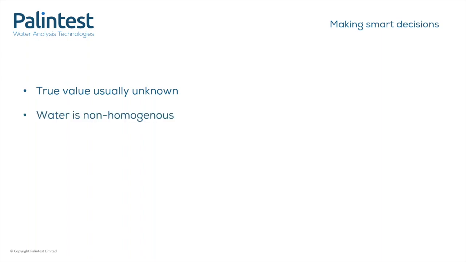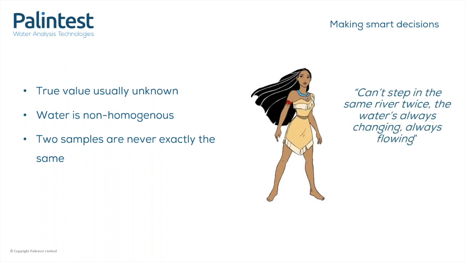Another, water is never homogeneous. What this means is that no two samples of water should be the same. Pocahontas got it right when she said you can't step in the same river twice. The water is always changing, always flowing. See, who knew there would be a Disney reference here in this technical webinar? This non-homogeneity happens when the water is flowing and new water with new levels of different parameters is being brought in, or the water is going through pipe work, getting air introduced to it, contamination, etc.